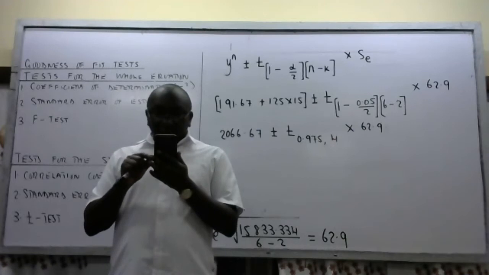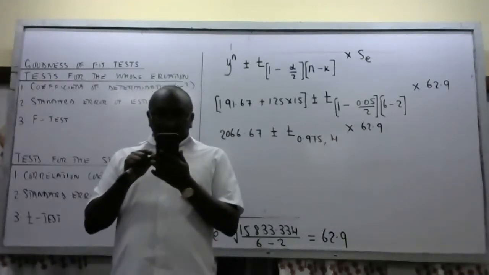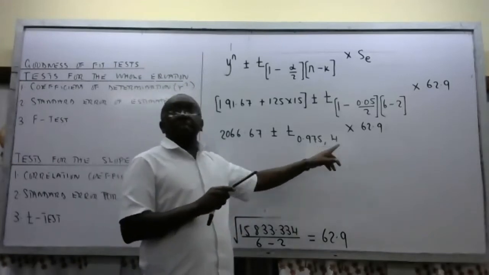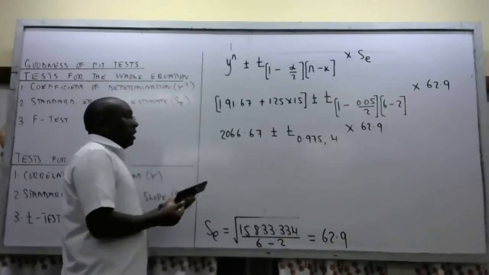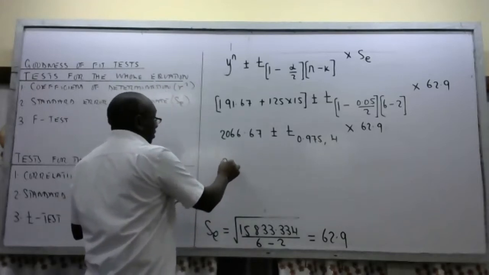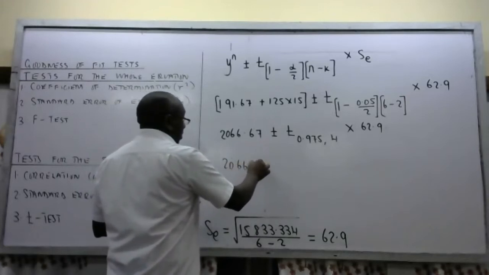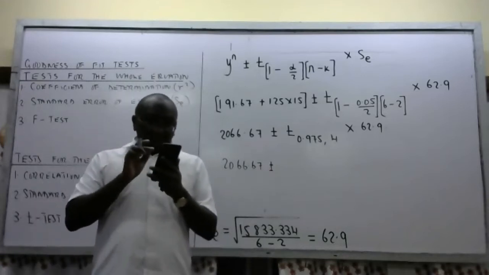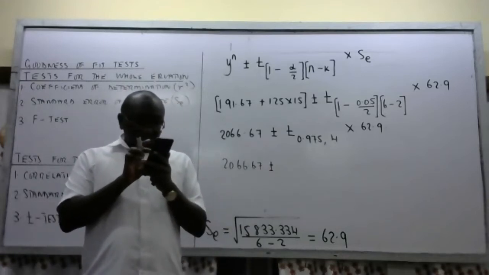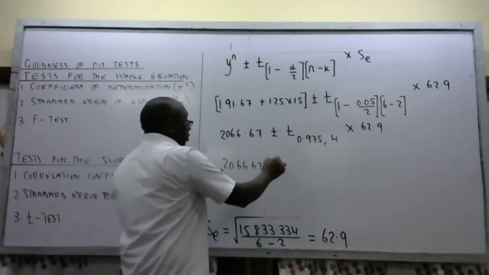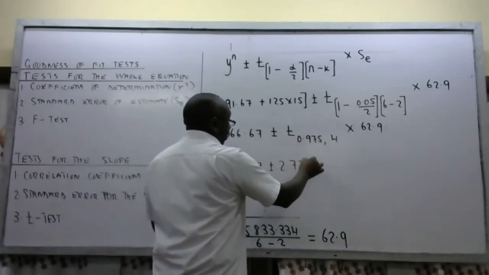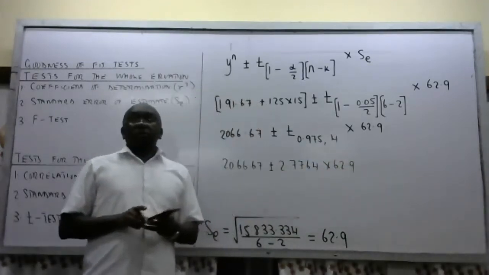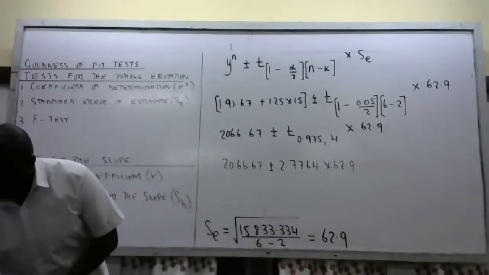And below the 95%, sasa ukuje kwa row number 4. These 4. So that now you'll be able to tell me this is 2066.67 plus or minus. What do you find at 95, 4? 2.7764. Good. So multiply this by 62.9. So I hope everyone has seen how we are doing that.